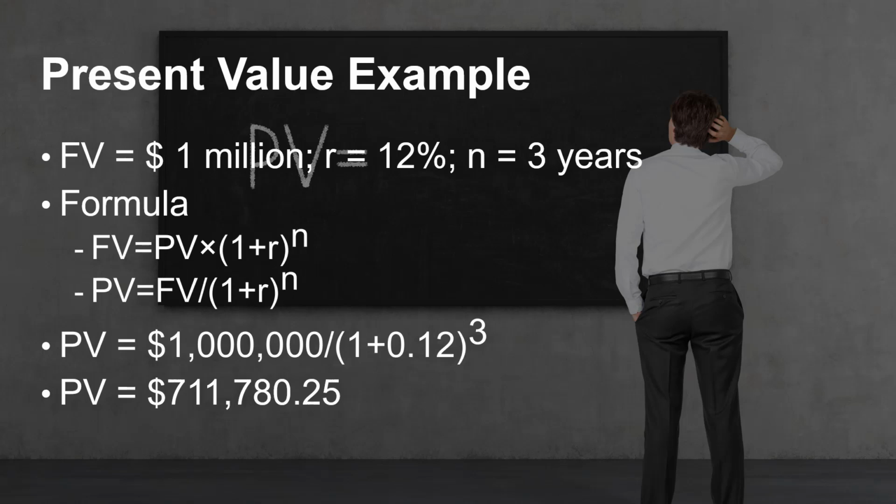711,780.25. However, if we invested 712,000 in a bank account today, we won't make our million because bank accounts simply don't pay that high of an interest rate, 12%. Come on. More likely, you'd have to invest this in risky stocks that may pay up to 12%.